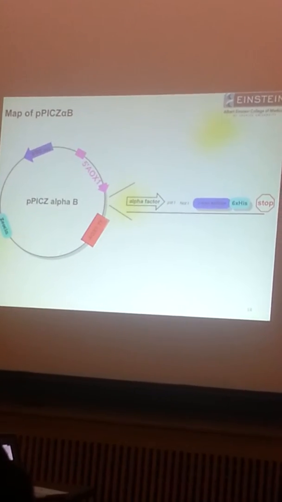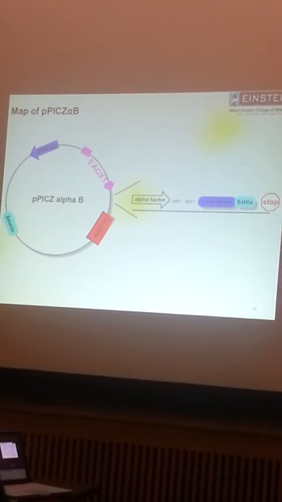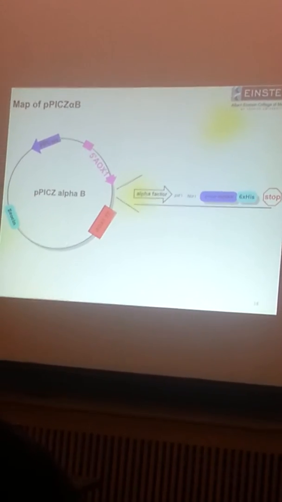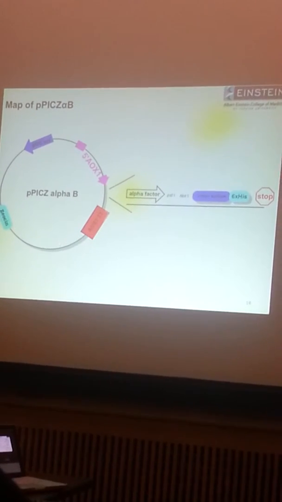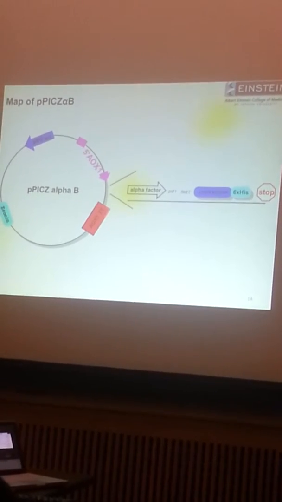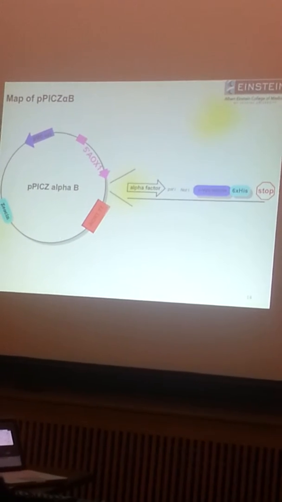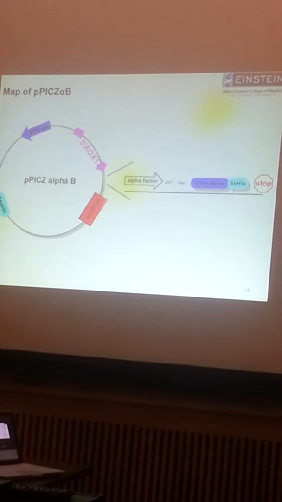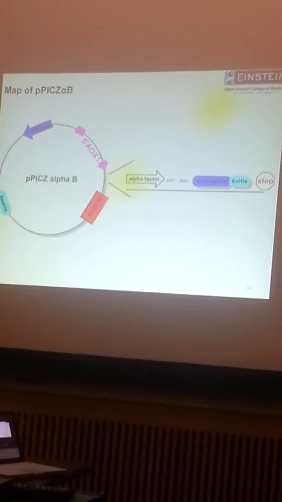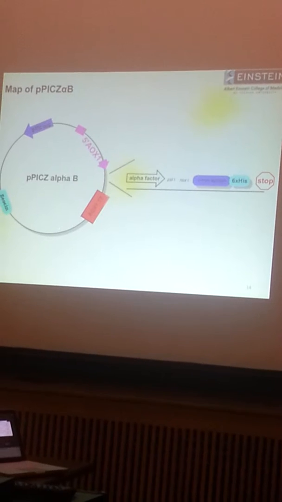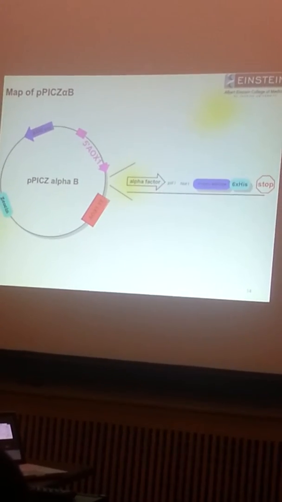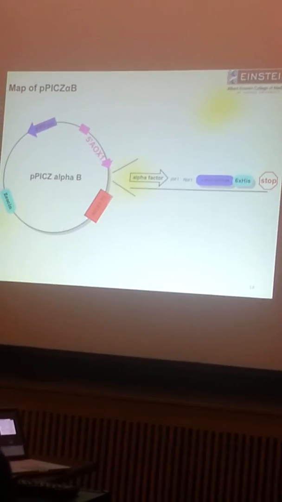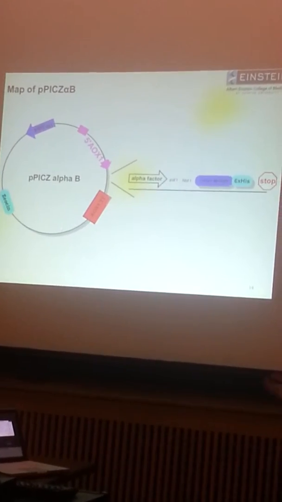In this vector, it uses zeocin as the antibiotic. And it also has a His tag to purify the protein. And most importantly, the expression is very tightly regulated by the AOX1 promoter. And once the protein is expressed, it can be released into the medium with the alpha factor. And so with these two factors, the protein can be expressed.